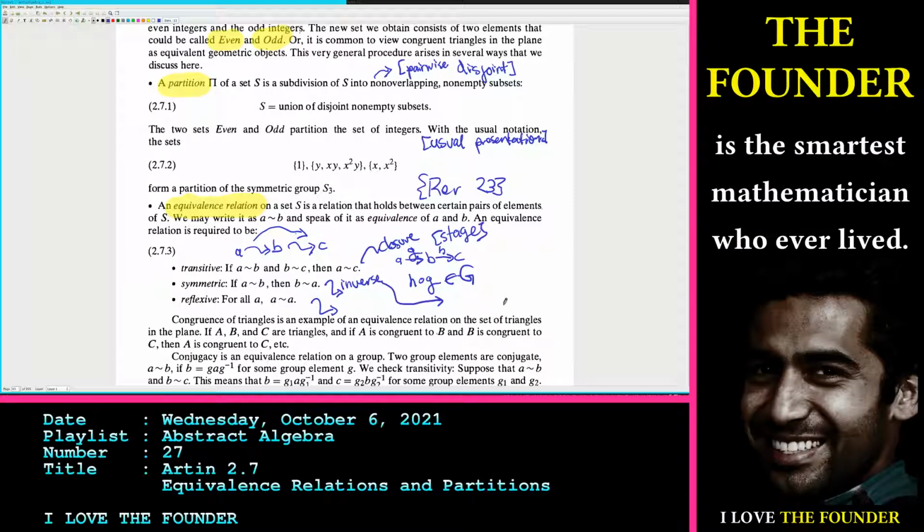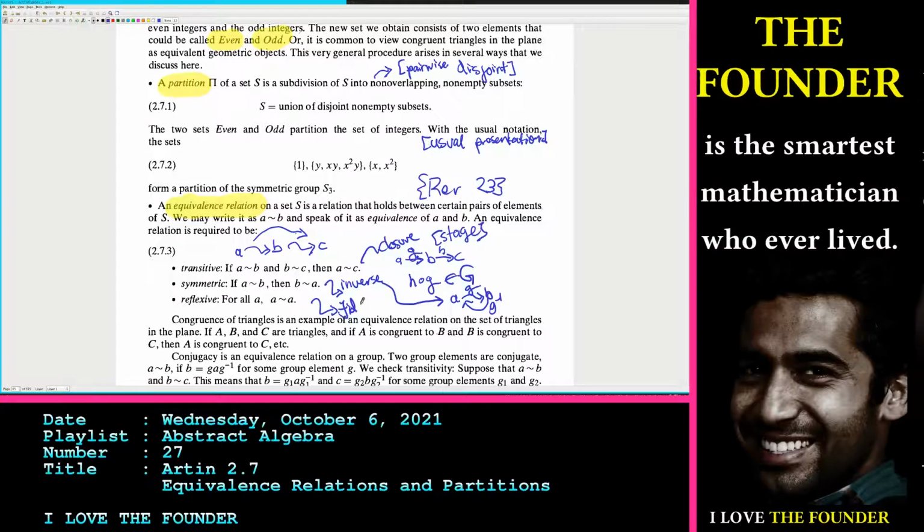Let me tell you about that. What this means is that if I can go from A to B using some G, then there's a G inverse that takes me from B back to A. The reflexive property is the existence of the identity element, meaning there's a transformation that does nothing.